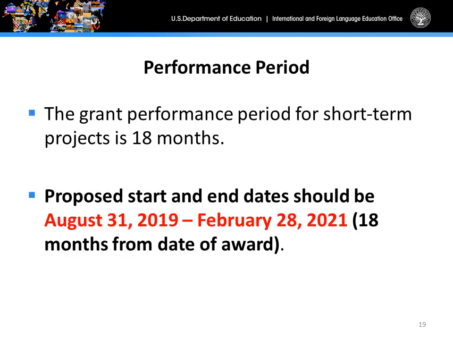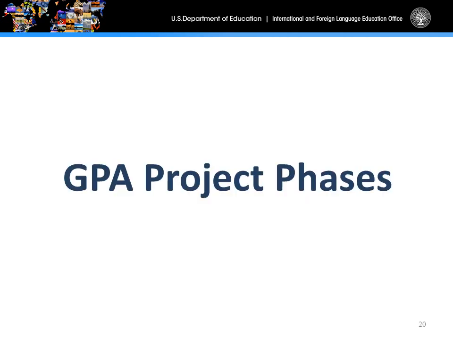Grantees will have 18 months to carry out their project activities. For fiscal year 2019, the proposed start and end dates are August 31st, 2019 and February 28th, 2021. Now let's discuss the GPA project phases. These phases include the pre-departure phase, the overseas phase, and the post-overseas or follow-up phase.